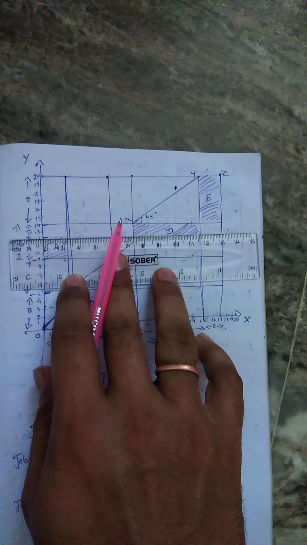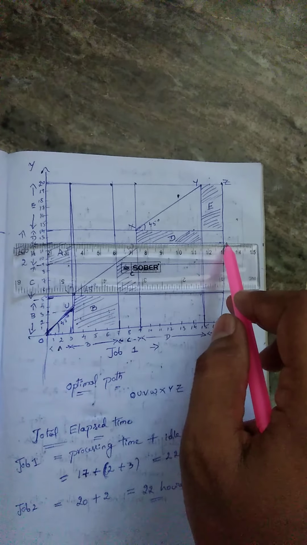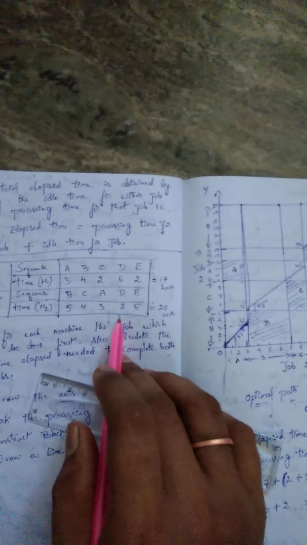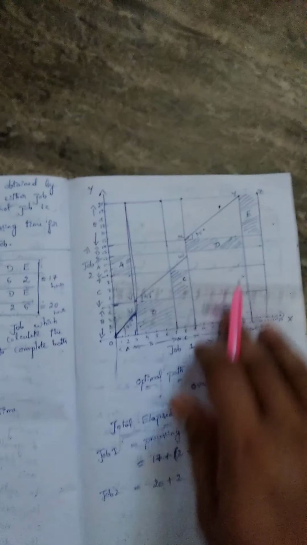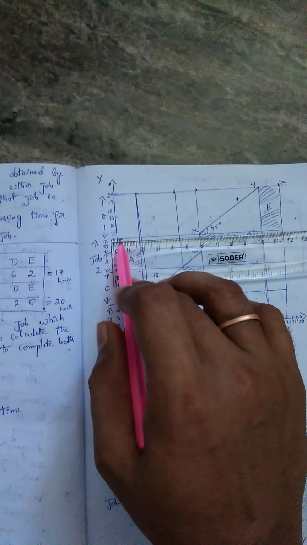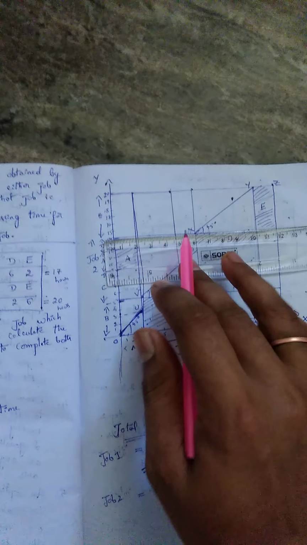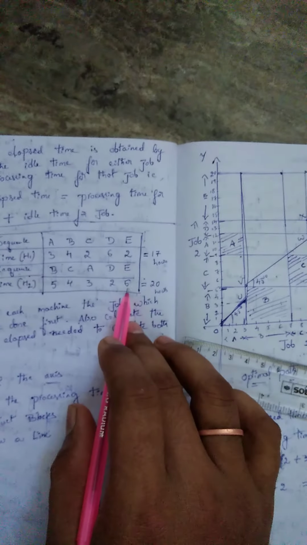Again we are drawing the horizontal axis touching the 17-hour line. Next, having 12 plus 2, 14. Here is the 14-hour line, touching the 17-hour line. Next, having the last one, 6 hours. 14 plus 6, getting 20 hours.